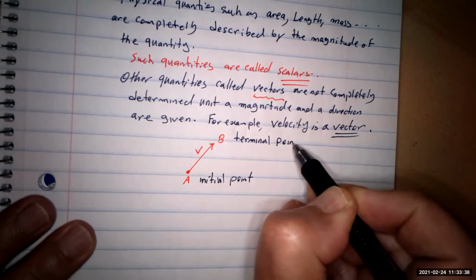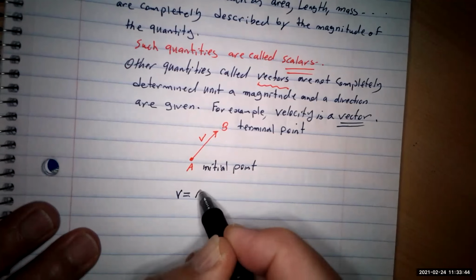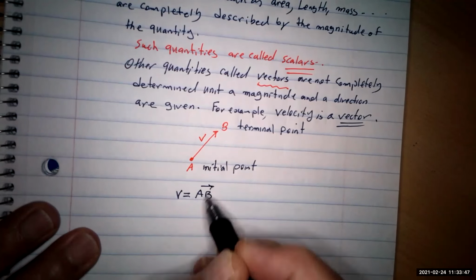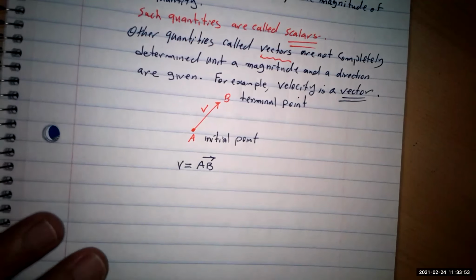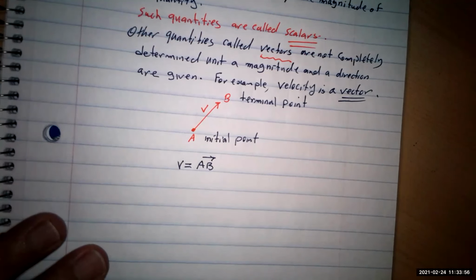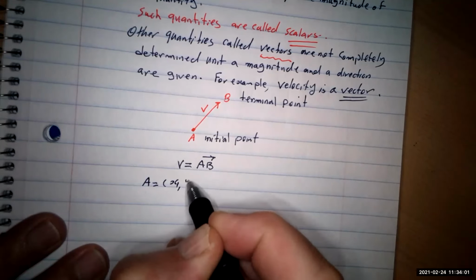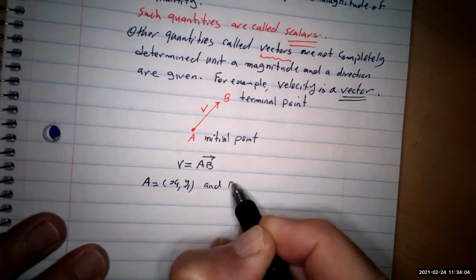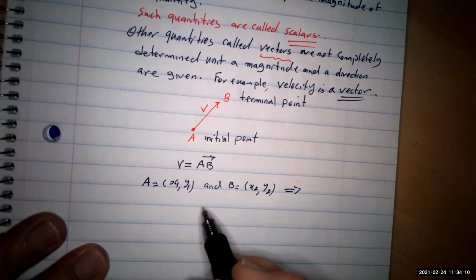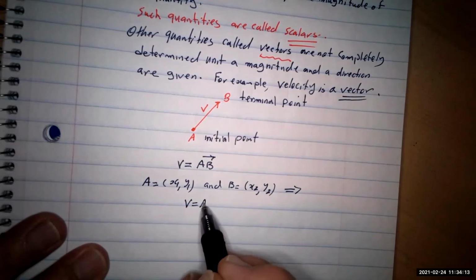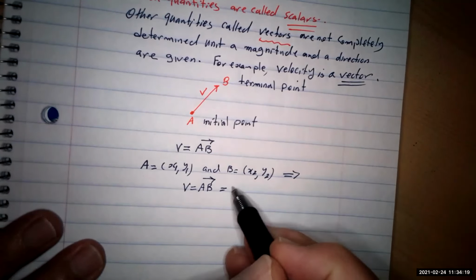Terminal point of the vector. So the vector V would be denoted by its initial and terminal points, A and B. If you want to write it down in algebraic format, suppose you are in two dimensions, for example, A is going to be (x1, y1) and B is going to be (x2, y2). So in this case, the vector V goes from A to B. This is the way we are going to denote it.